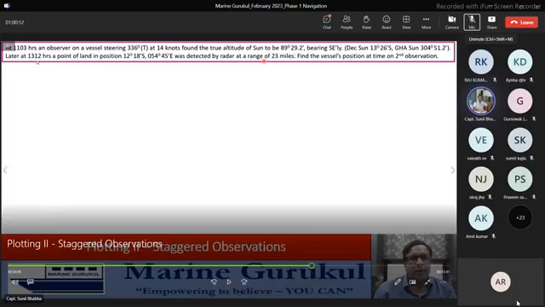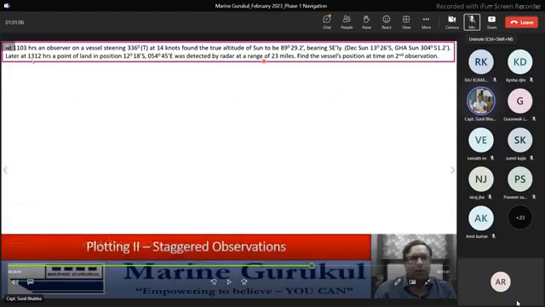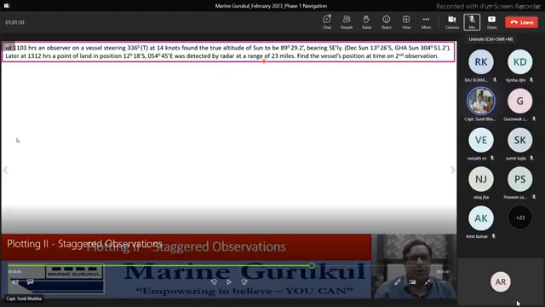Now the second observation, if you see, it is also a position circle. We have a point of land and we have a radar range. So both are position circles, different times. We have to transfer them to the same time and get the fix. Right, beta? Yes, sir. Great. Let's see that now.